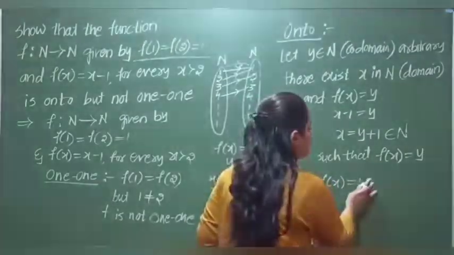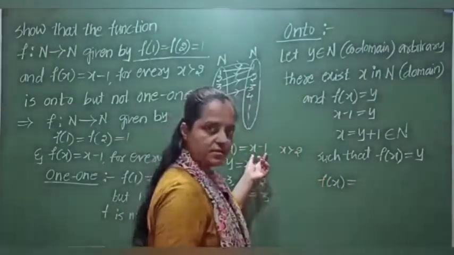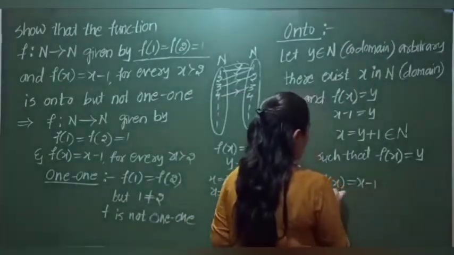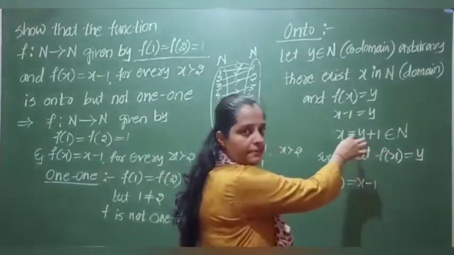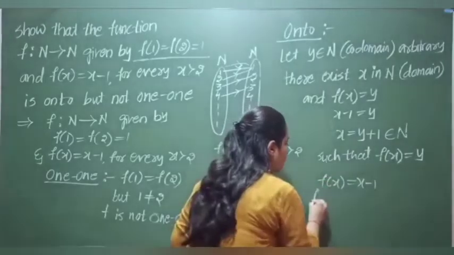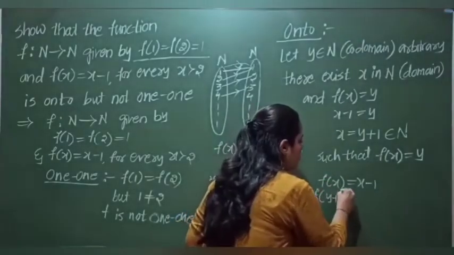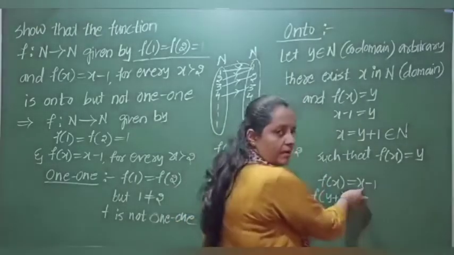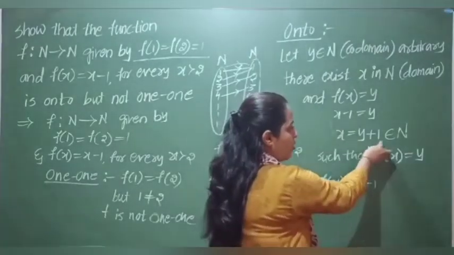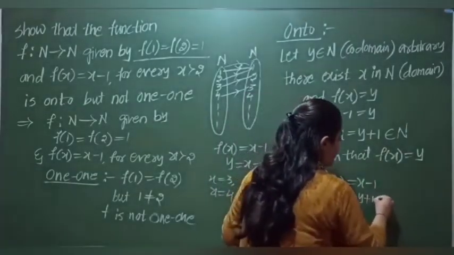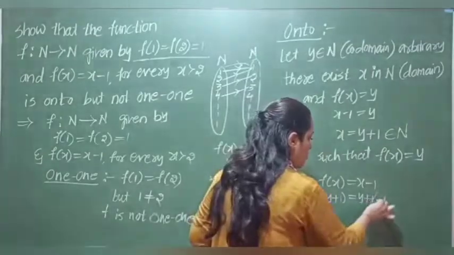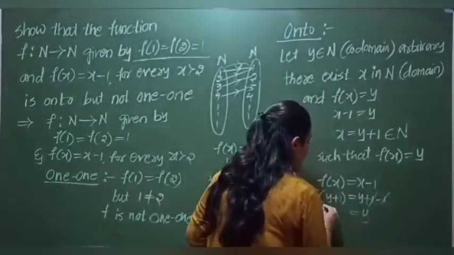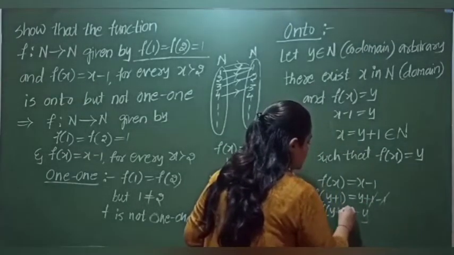So what is f of x here? What is f of x? f of x is x minus 1. So what is x here? See, x is y plus 1. Put y plus 1 here. f of y plus 1. So x is what here? y plus 1, because x we have got y plus 1. Here y plus 1 minus 1. So if we cancel 1, what comes? y. f of y plus 1 that is equal to y.